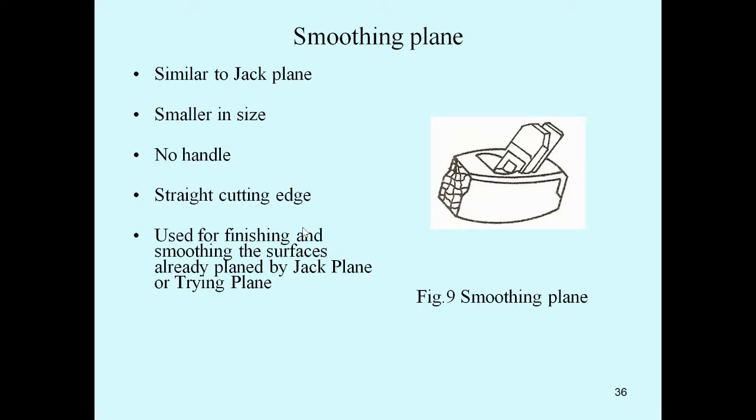It is used for finishing and smoothing the surface already planed by the jack plane or trying plane. So we use the smoothing plane for finishing and smoothing the surface of the workpiece, which is already planed by either the jack plane or the trying plane. Next, the length varies from 200 to 300 mm.